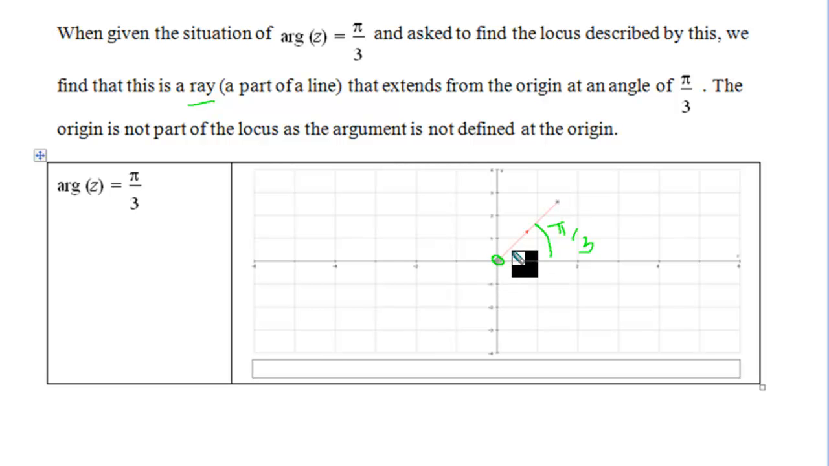It's any other point that's at pi on 3. It's not on this side because that would have a different argument. That would be an argument of minus 5 pi on 3. So if we had an argument of z is minus 5 pi on 3, the line would be going in that direction. So we've got to look at, well, what's the argument of any point that has an argument of pi on 3.